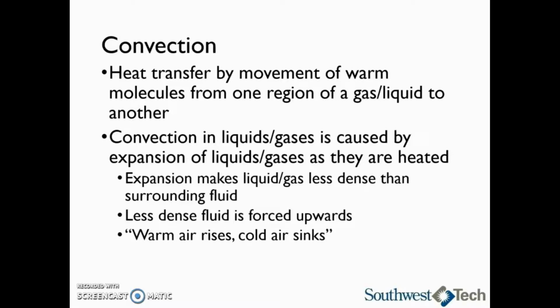Conduction and convection both require presence of matter or stuff. These two types of heat transfer cannot occur in a vacuum because they both need direct molecular contact.